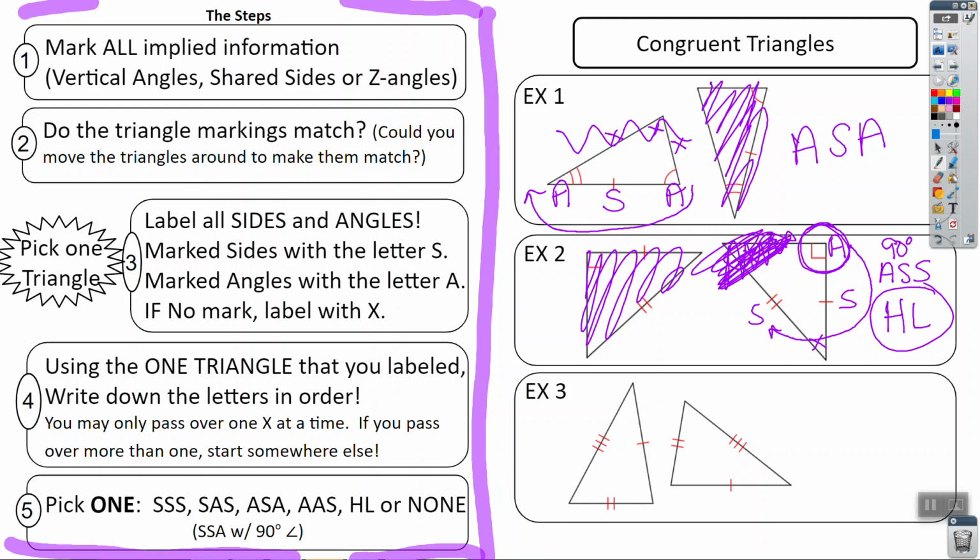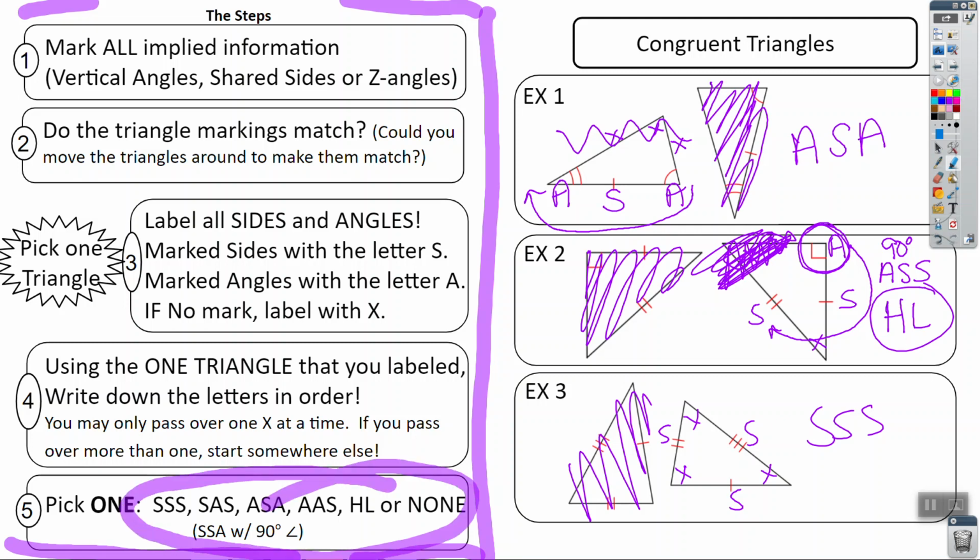And the last one, these things match. I'm going to put some X's in, and I end up getting side, side, side. So if I'm trying to prove 2 triangles congruent, I can do this, and there's only 5 methods that work. And you have to know what they are. They're right here. It's side, side, side, side, angle, side, angle, side, angle, angle, angle, side, hypotenuse, leg. Now hypotenuse, leg, of course, is the right ASS.